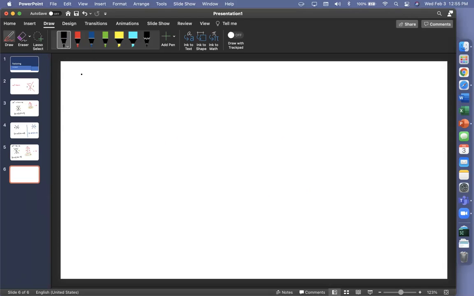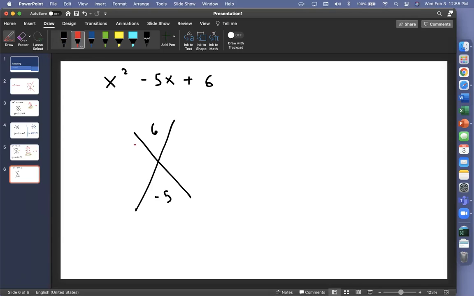And let's do one last example. This is going to be x squared minus 5x plus 6. We have a factor tree. a times c is 6. My b is a negative 5. And I am looking for two numbers that multiply to positive 6 or add to a negative 5. So 6 is going to be my tree.